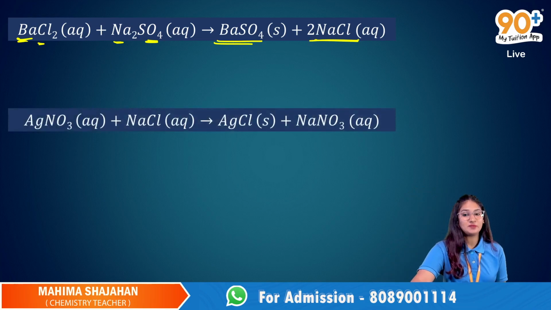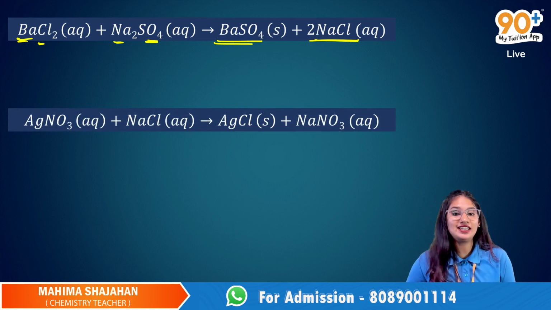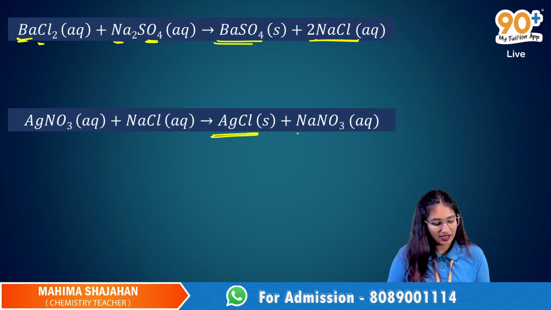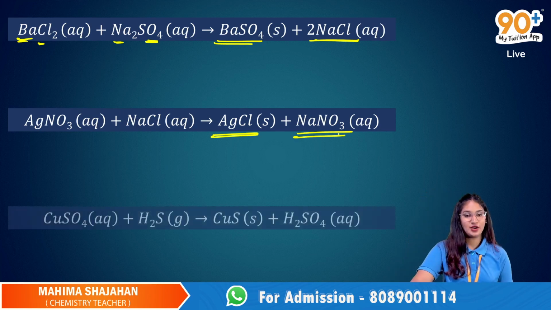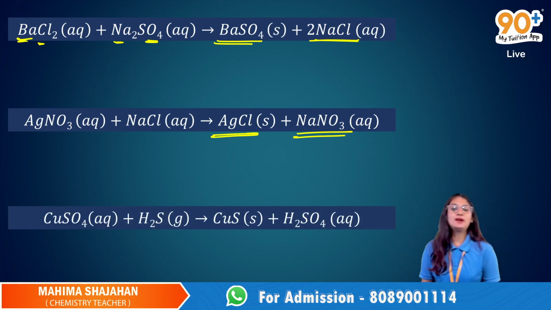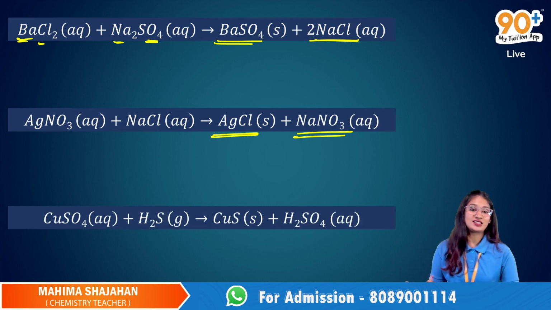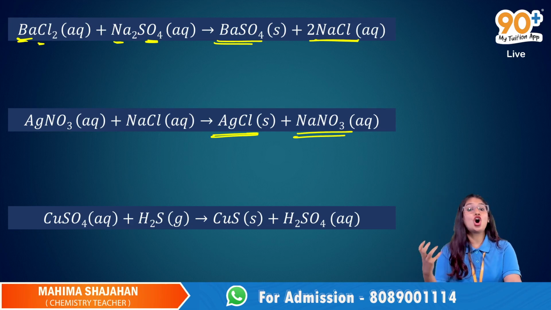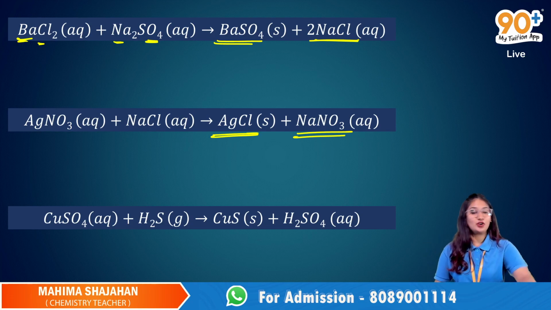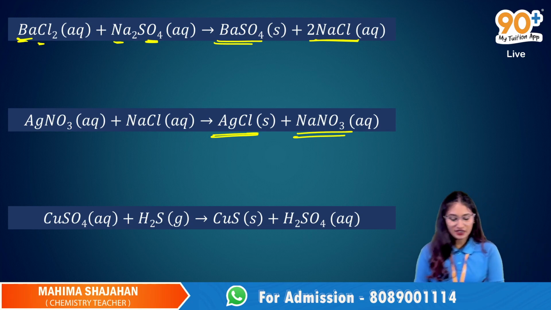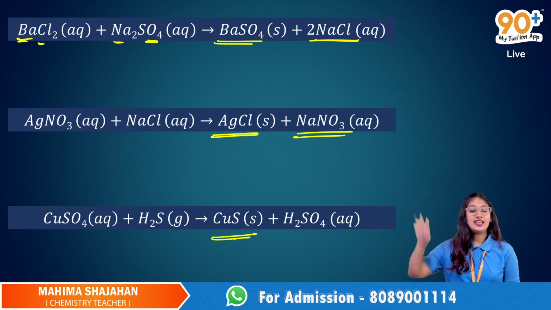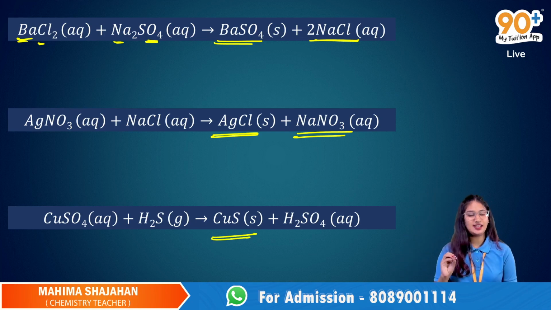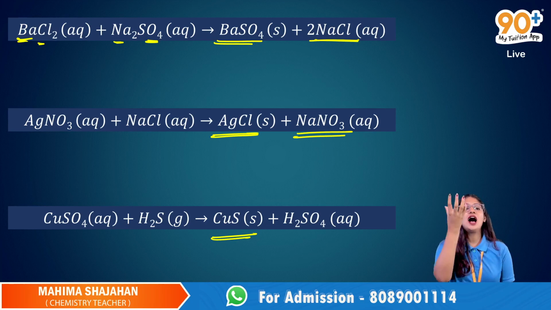The next one, silver nitrate is reacting with sodium chloride and we get the products silver chloride and sodium nitrate. Next one, look, copper sulfate is reacting with hydrogen sulfide. ഈ hydrogen sulfide ആയിട്ട് റിയാക്ട് ചെയ്തിട്ട് നമുക്ക് copper sulfide ഉം sulfuric acid ഉം കിട്ടും. They are all exchanging ions. Now ഈ reactionsന് ഒക്കെ ഒരു പ്രത്യേകത ഉണ്ട് that they form a precipitate. അതായത് insoluble ആയിട്ടുള്ള salts ആ സൊല്യൂഷനിൽ സെപ്പറേറ്റ് ചെയ്ത് അടിയിൽ സെറ്റിൽ ആവും.